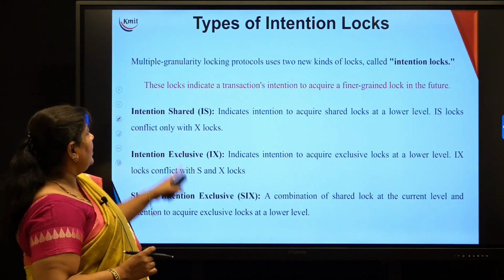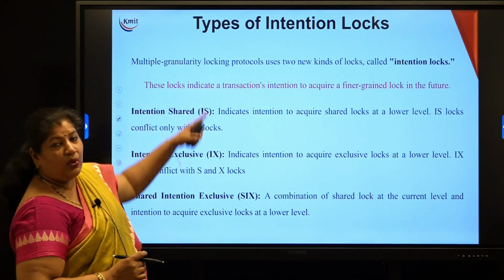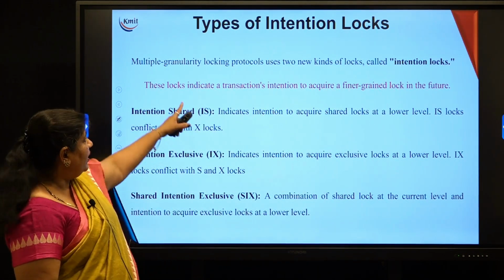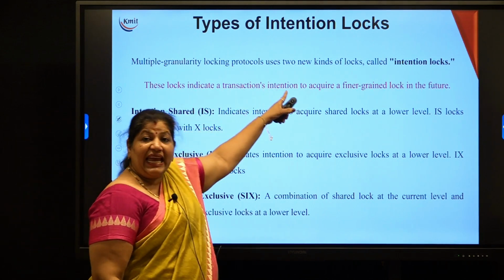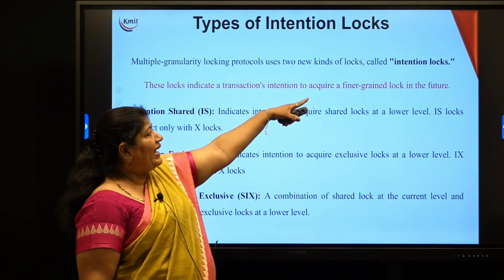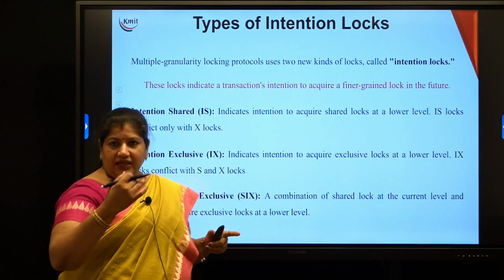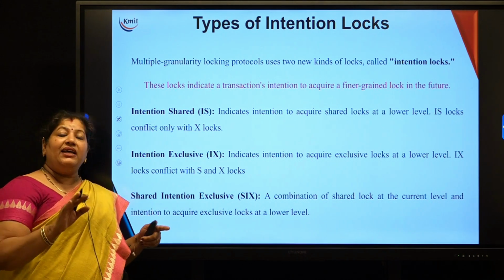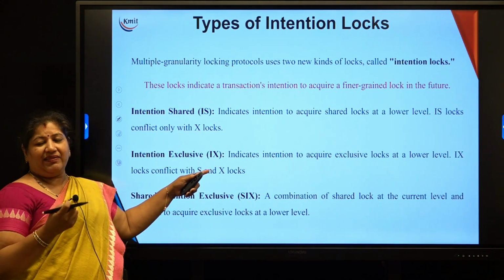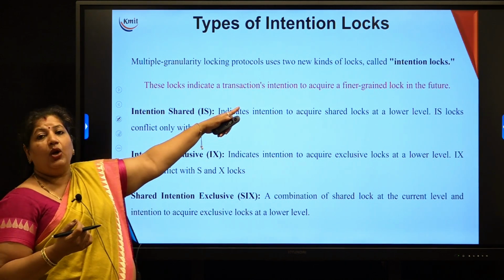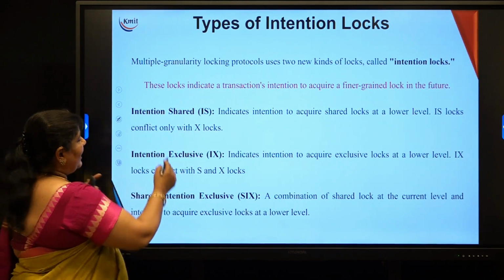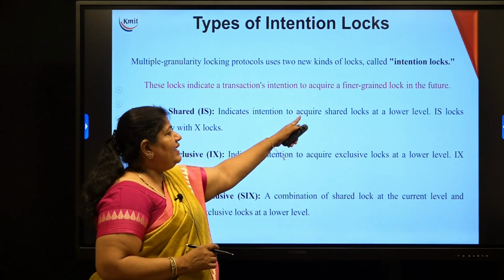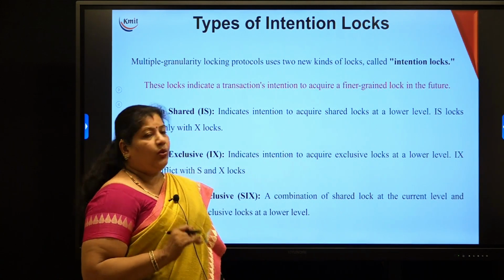Types of intention lock. The multiple granularity locking protocol uses two new kinds of locks called intention locks. Intention locks indicate the intention to acquire a finer grained lock in future, down the line, at finer levels, that means lower levels. It is showing its intention. So there are three kinds, especially the intention shared lock. It indicates the intention to acquire a shared lock at the lower level.